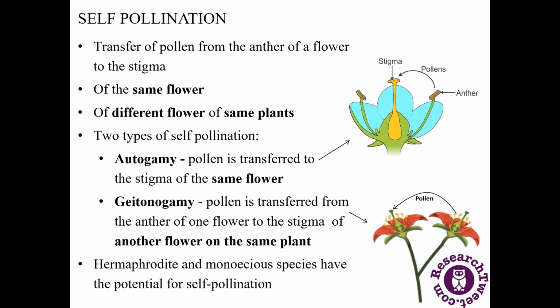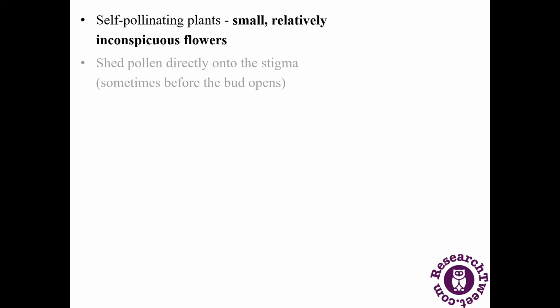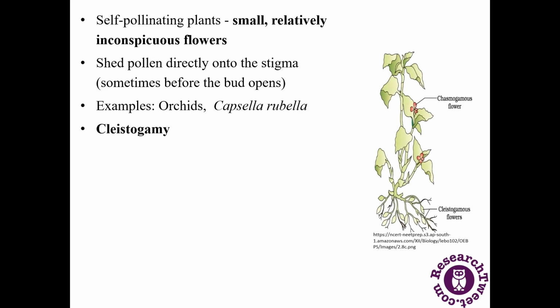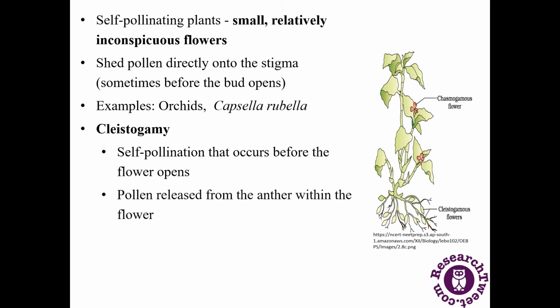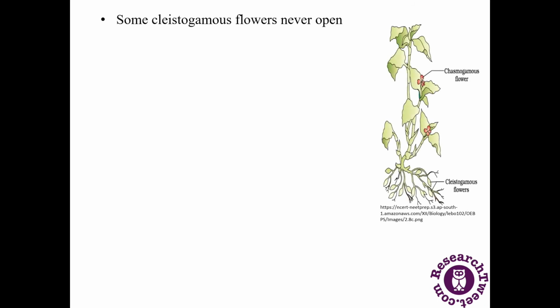Hermaphrodite and monoecious species have the potential for self-pollination. Most of the self-pollinating plants have small, relatively inconspicuous flowers that shed pollen directly onto the stigma, sometimes even before the bud opens. Examples: orchids, Capsella rubella. Cleistogamy. It is a self-pollination that occurs before the flower opens. The pollen is released from the anther within the flower and falls on the stigma of the same flower and grows a tube down the style to the ovules. Some cleistogamous flowers never open, in contrast to chasmogamous flowers that open and are then pollinated.